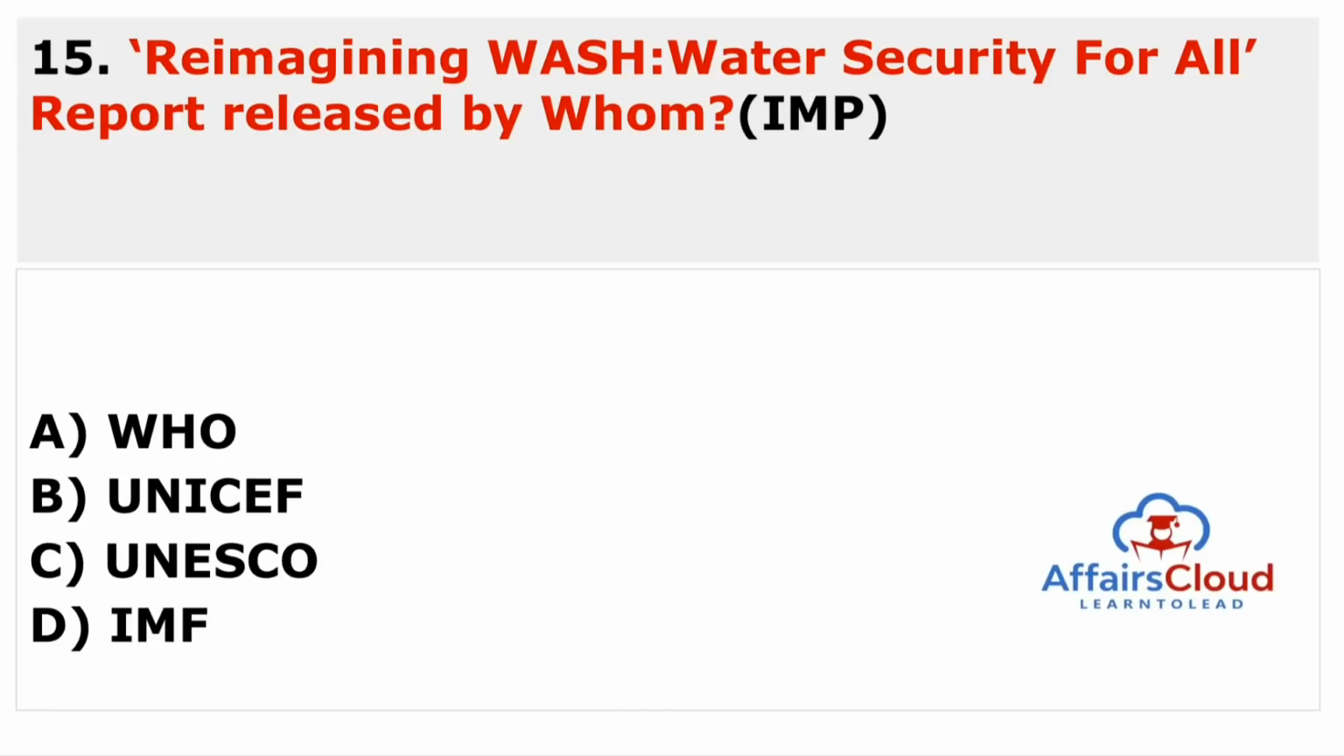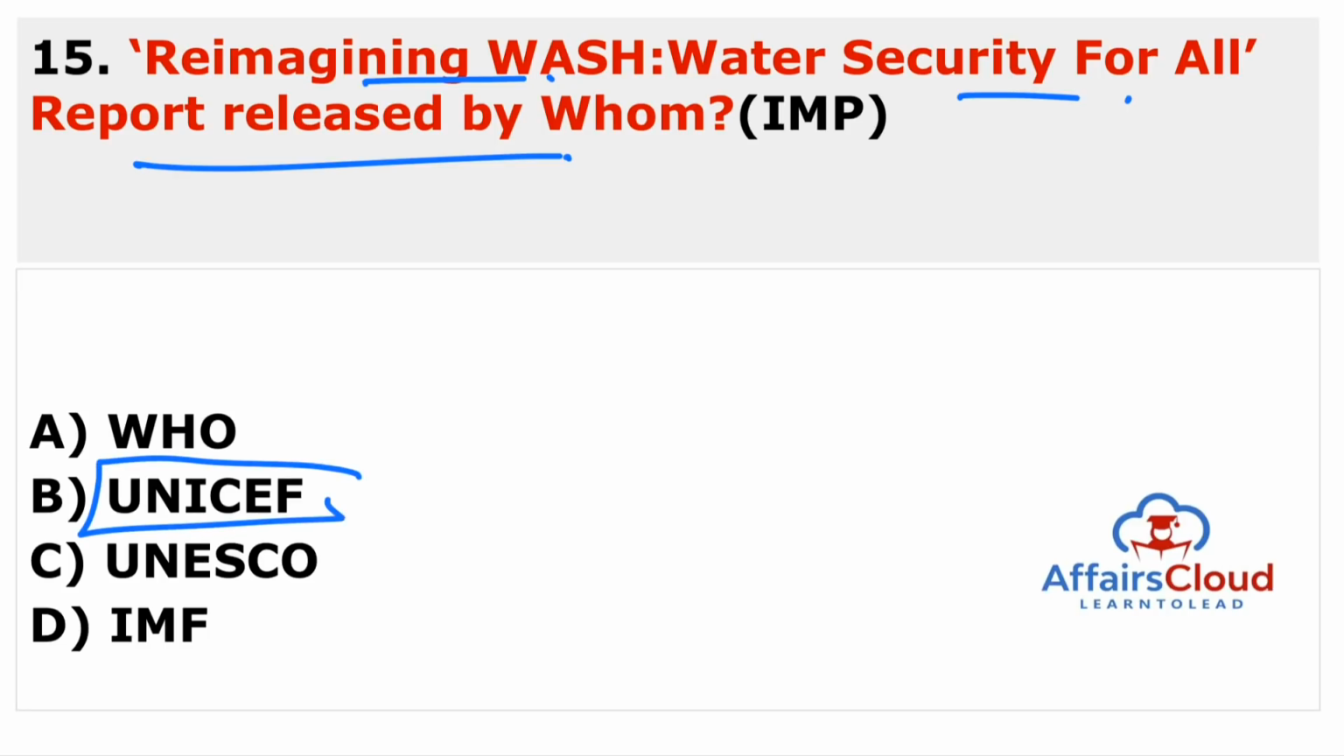It is the important question section. Here is the question: the report Reimagining WASH, Water Security for All, was released by whom? This question is important because this report is released by a very renowned organization, and this organization is, yes guys, UNICEF. So remember, the answer is B, UNICEF.